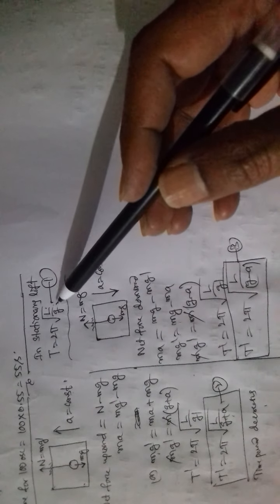Now let us compare this. This is expression for time period when lift is moving down. Now if you compare again the denominators, compared to this, here it is less. Denominator decreased. In a fraction, if denominator decreases, its fraction value increases. That is time period increases.